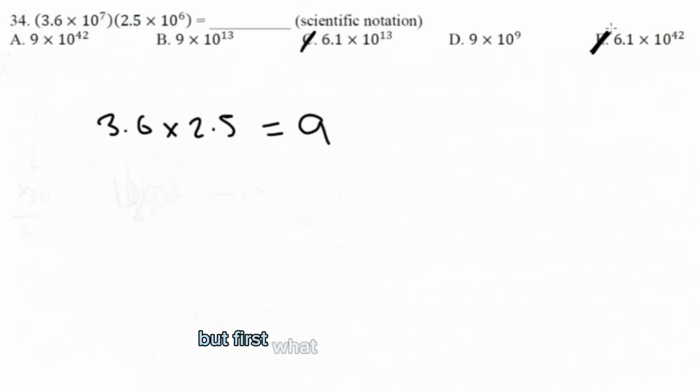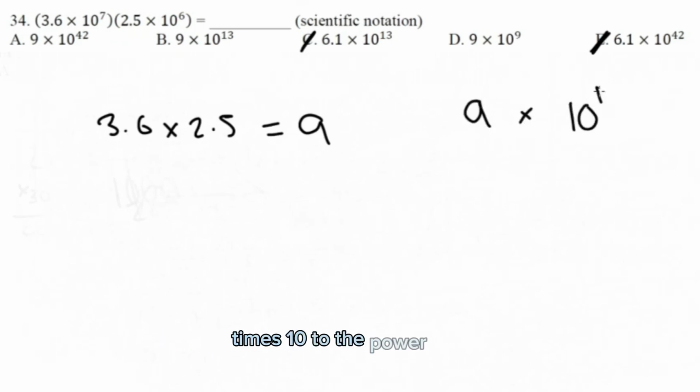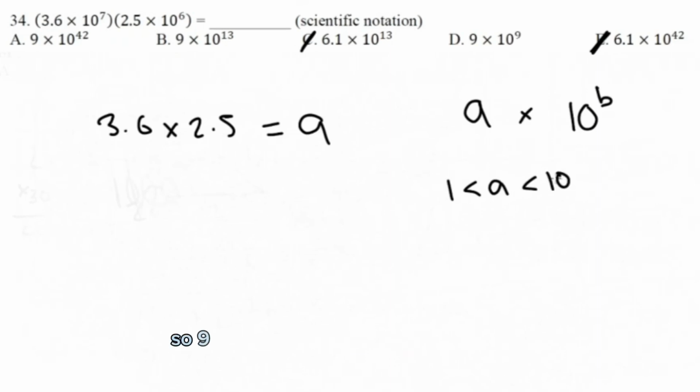But first, what is scientific notation? Well, scientific notation is a way of writing a number in the form of A times 10 to the power of B, where A is a number between 1 and 10. Alright, so 9 is going to be our A value right here. So that's why we crossed off C and E, because it has the A value of 6.1, which is not 9.